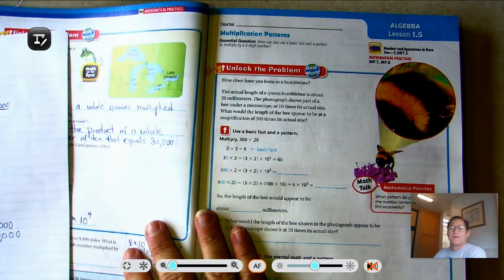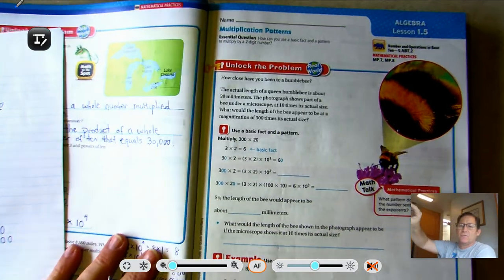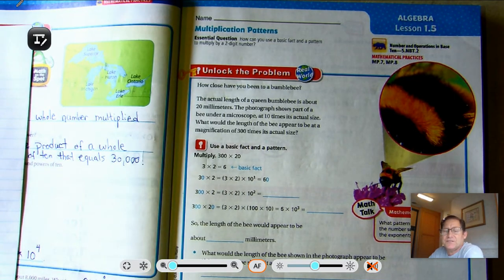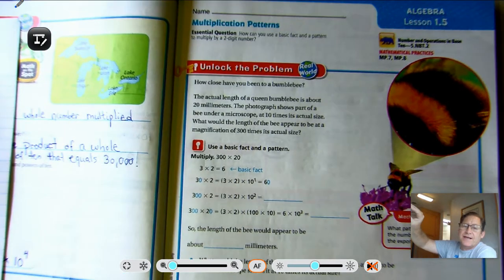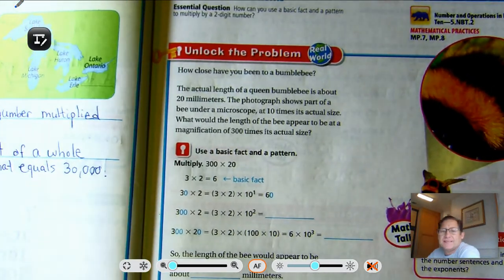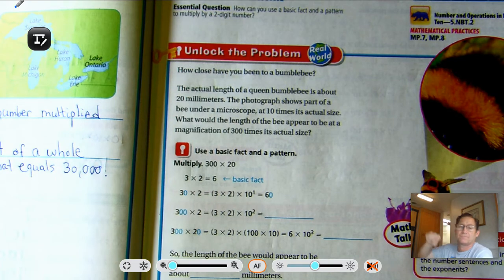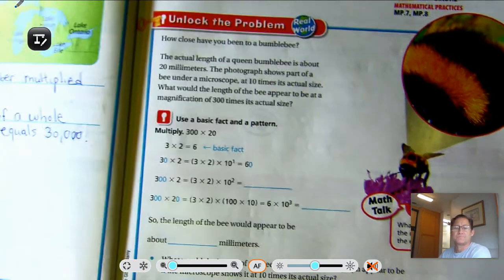Good morning, everybody. So today's lesson 1.5 in the 5th grade Go Math textbook, we're going to be talking about multiplication patterns. We are on page 21 of the textbook, and our essential question today is how can you use a basic fact and a pattern to multiply by a two-digit number? Okay, all right. So unlock the problem.